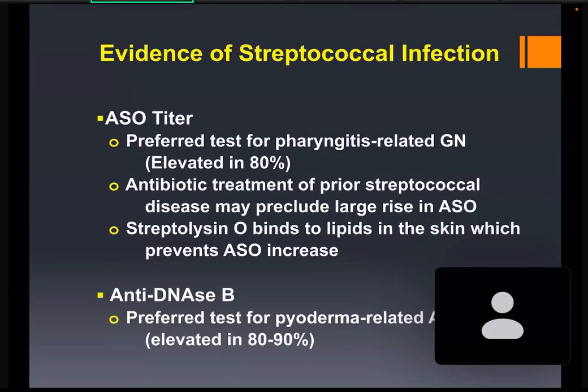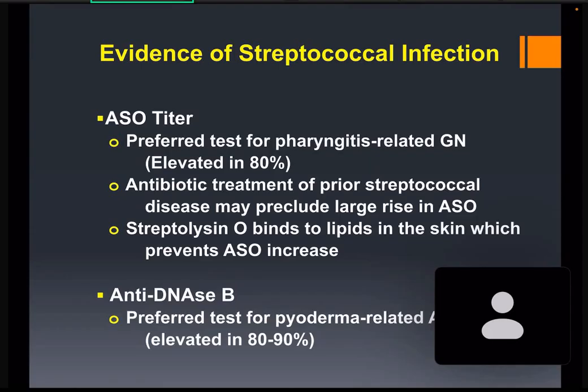And what is the evidence of a streptococcal infection? Of course, aside from the CBC, the urinalysis, and the other laboratory tests, you have to have evidence that this condition is caused by streptococcal infection by getting the ASO titer and other enzymatic or antibody titers that are available in our hospitals. Now, the most common is the ASO titer. It's very cheap, and most hospitals have ASO titers available. So this is also the preferred test when you think of pharyngitis-related glomerulonephritis.